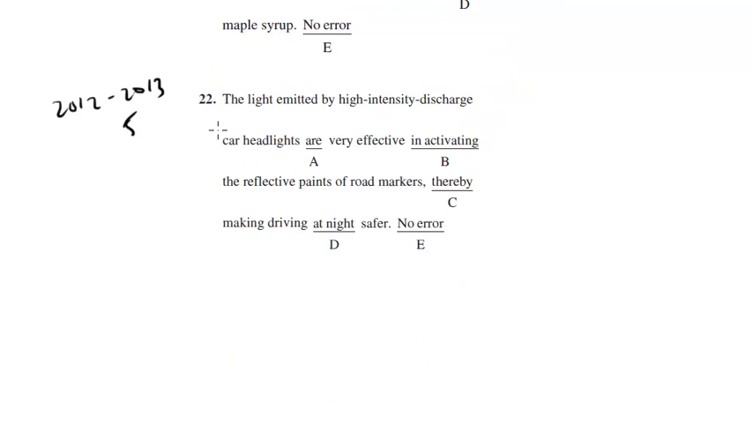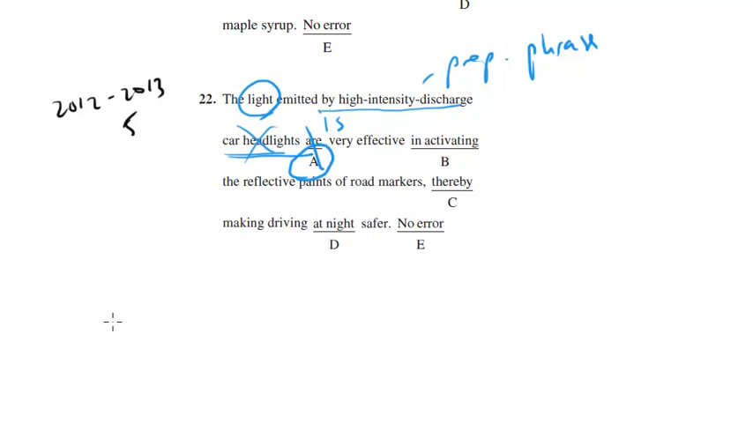Finally, the light emitted by high-intensity discharge car headlights are very effective in activating the reflective paints of road markers, thereby making driving at night safer. Okay, so again, we see a verb. It's plural. What is the subject? So you might say car headlights. Again, you're falling for it. By high-intensity car headlights, this is a prepositional phrase. Not going to be our subject. Not the thing that is or are very effective. It is the light that is emitted by these things that is very effective. So the answer here is going to be A.